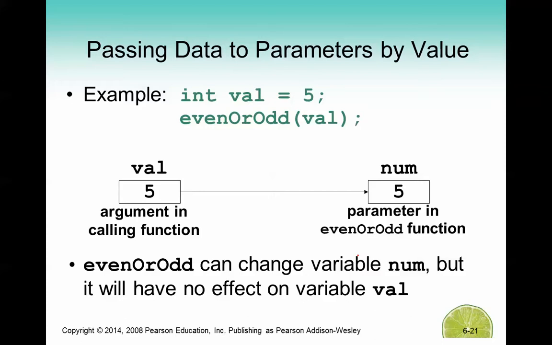Here's another example. We have a variable that is called BAL, and we assign the value of 5. And then we have a call. Even or odd is the name of the function, and we're sending BAL. So this is the argument in the calling. So we're calling it with this line right here. So we're making a copy, and we have num now, and it's going to be the parameter in the receiving function, which is called even or odd. Even or odd can change the variable num, but it will not affect the variable BAL.